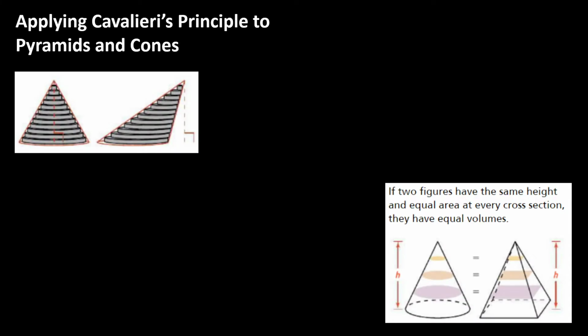So looking at the image on the top left of the screen, we are taking a look at a right cone, meaning the tallest point of the cone meets the center of the base of the cone at a right angle. This is a right cone. And we're looking at an oblique cone. Notice that the tallest point of the cone is not in the center. The center's over here.